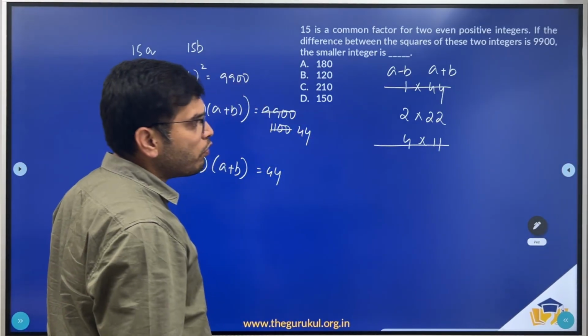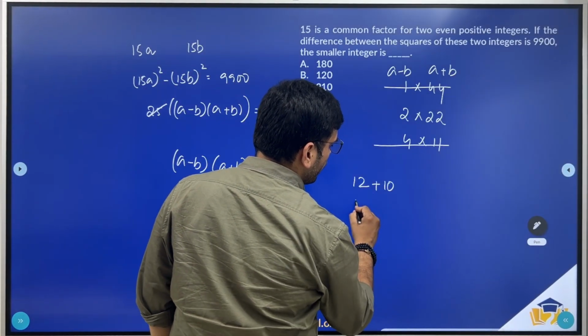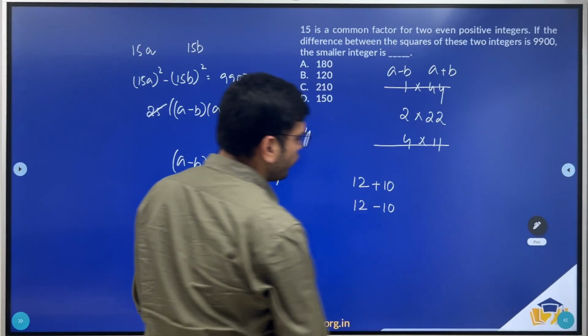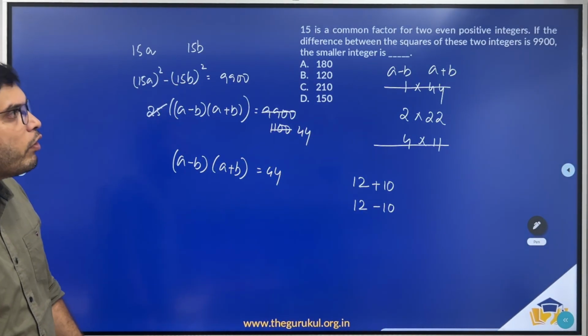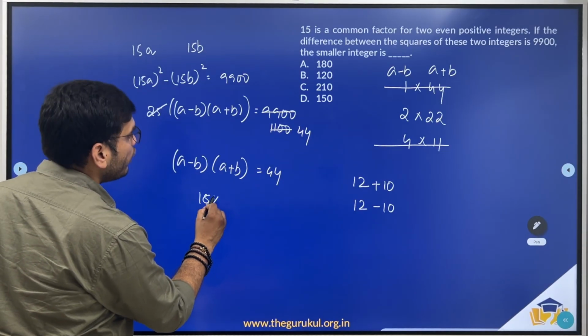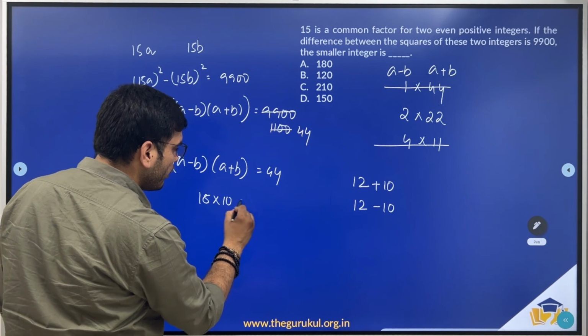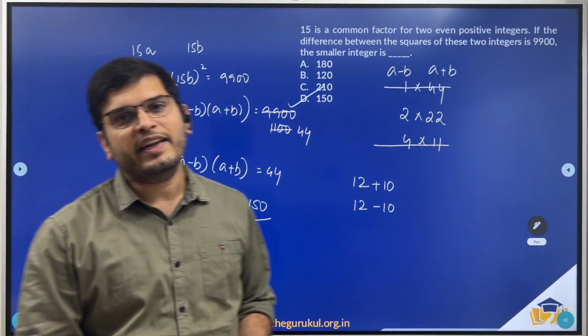So a plus b is equal to 22. So 12 plus 10 is 22, and 12 minus 10 is equal to 2. So the value of a is 12 and the value of b is 10. Now what was asked? The smaller integer. So 15 into b, so 15 into 10. 150 should be the answer to this question. Hence option D.